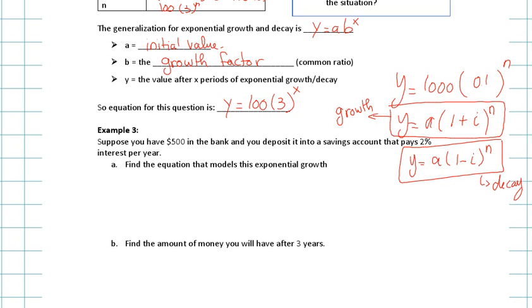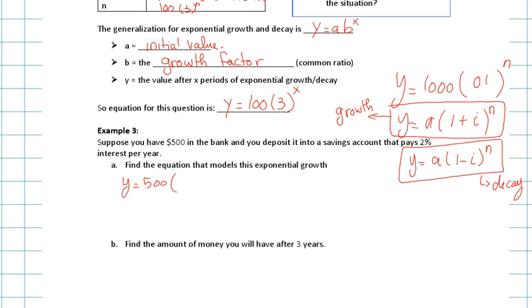All right. Suppose you have $500 in the bank and you deposit it into a savings account that pays 2% interest per year. Find the equation that models this exponential growth. Y equals 500 times (1 plus 0.02) to the power of n. I don't know how many years I put it in. Is that 1 year? Yeah, just per year. I just imagined it was 1. They did not tell us how many years I put it in, right? So I leave it as that.